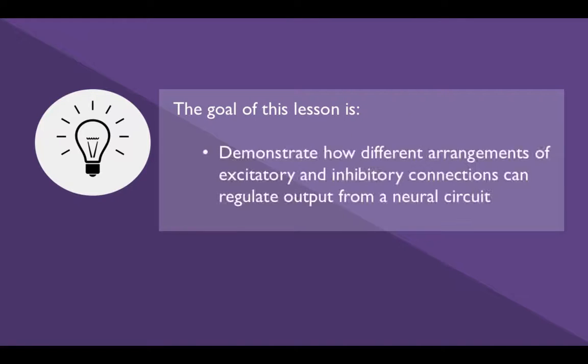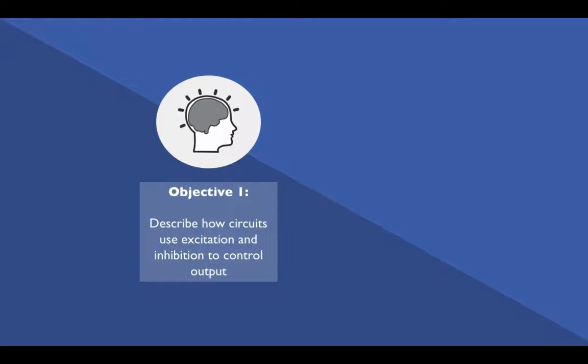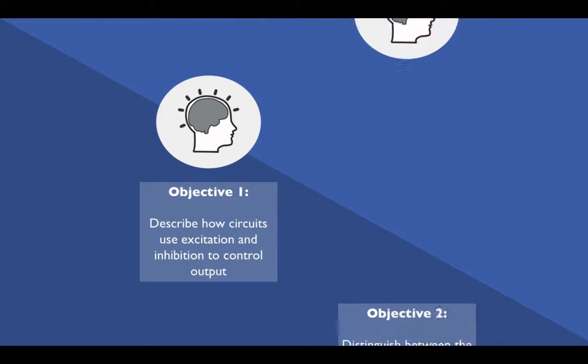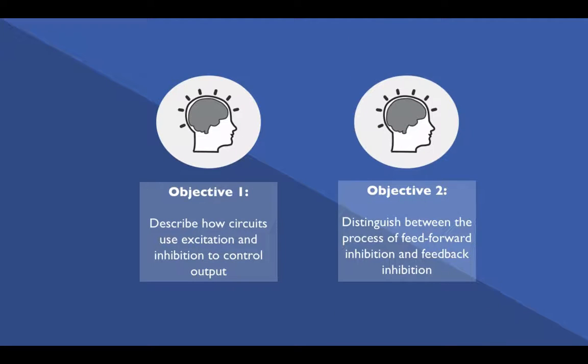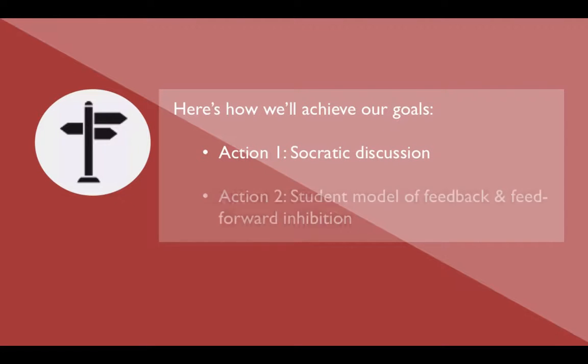The goal of this lesson is to demonstrate how different arrangements of excitatory and inhibitory connections can regulate the output of a neural circuit. At the end of this lesson, students should be able to describe how circuits use excitation and inhibition to control output and distinguish between the process of feed-forward inhibition and feedback inhibition. We'll achieve these goals through a Socratic discussion as well as a student model of feedback and feed-forward inhibition.